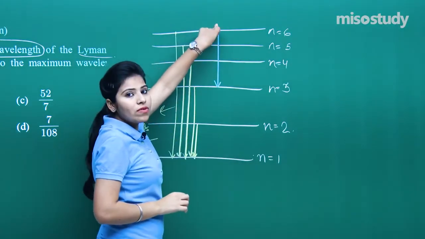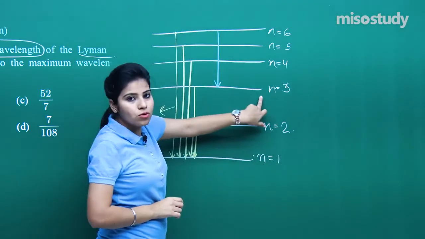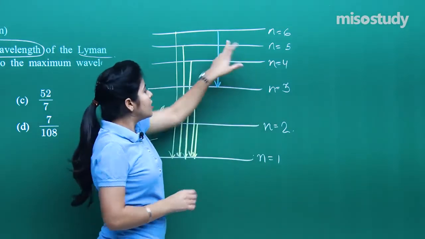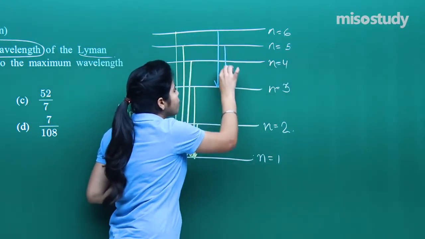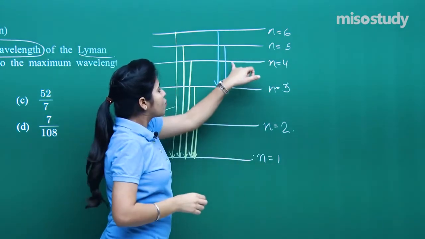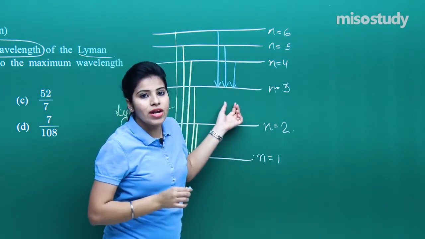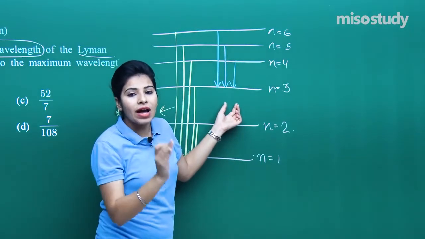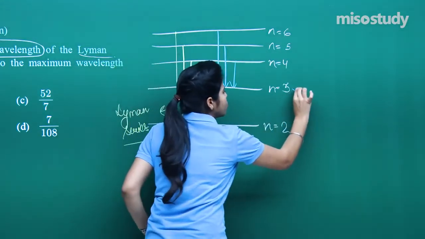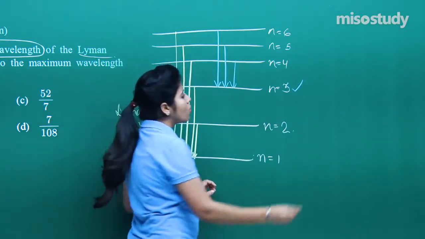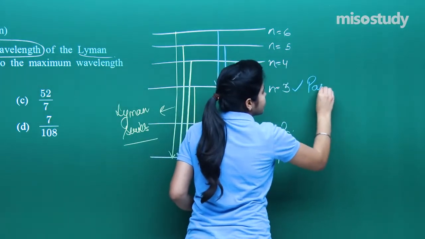From initial level n equals to 6 to n equals to 3. From initial level n equals to 5 to n equals to 3. From 4 to 3. Similarly, whatever will be your initial energy level, when your final energy level is n equals to 3, that will be your Paschen series.